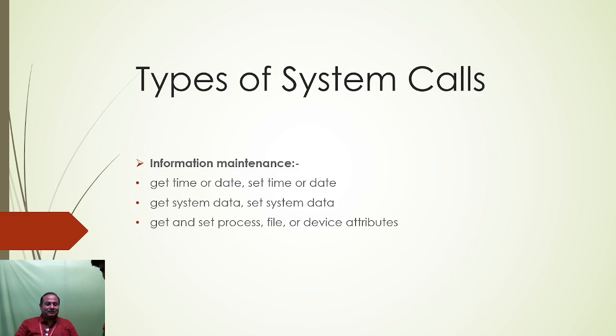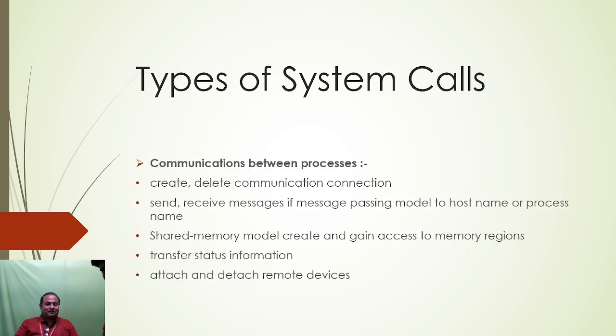And the next one is information maintenance. We have system calls like get time. If you use the get time system call, the time will be displayed on the screen. If you use the date system call, it can display the date, and we can use system calls for setting the time and setting the date. For that we use set time and set date. Similarly, we have get system data, which gives you all the system data. So these are the system calls which help with information maintenance on a particular system.